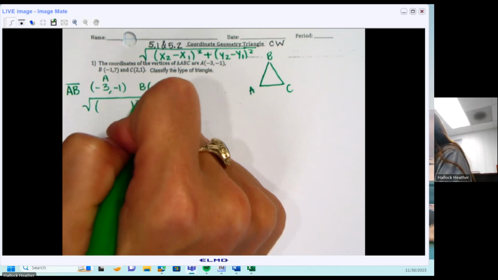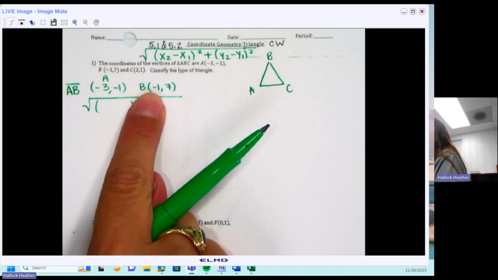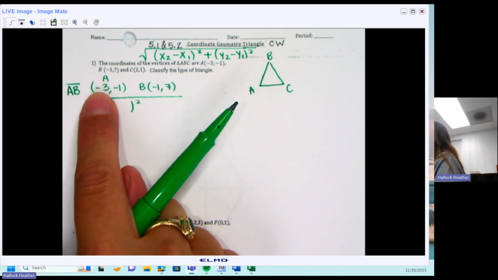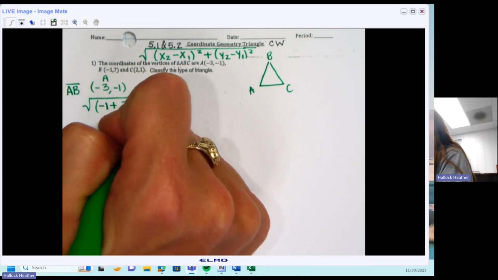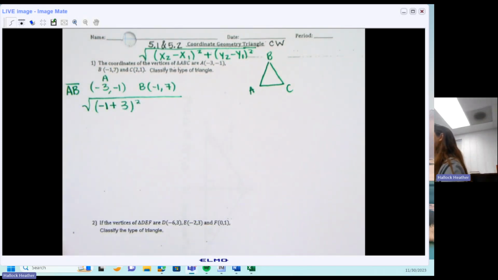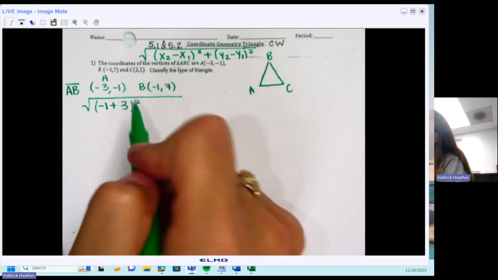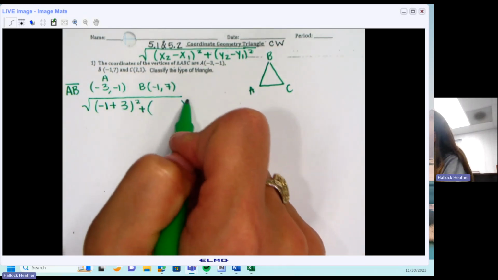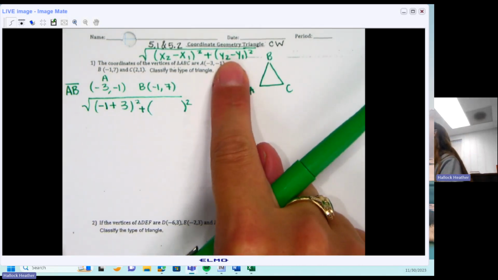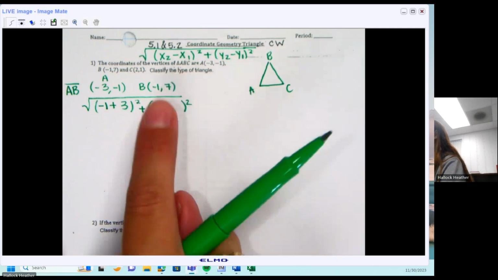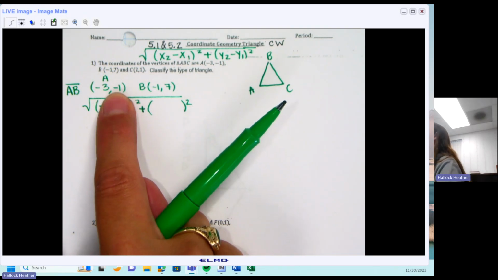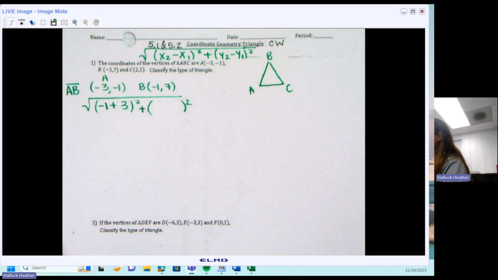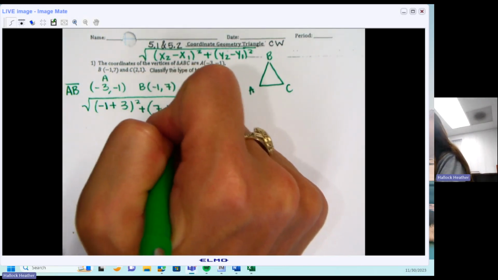So I'm going to take the second x, which is -1, and I am minusing -3. If I'm subtracting a negative, what am I actually doing? Adding. So I'm going to do -1 plus 3. The 3 is not negative anymore; it becomes a plus sign. Then I bring down my plus sign and my parentheses because that's in the formula. And then in parentheses, I'm going to do y2 minus y1. Y2 is 7, and I'm subtracting -1. Because I'm subtracting a negative, same thing, it becomes a plus sign. So it's 7 plus 1.